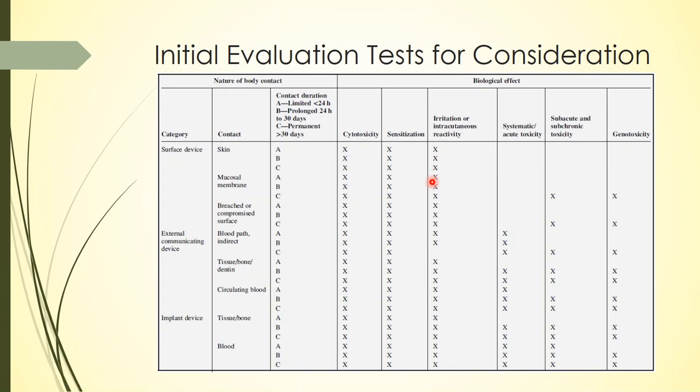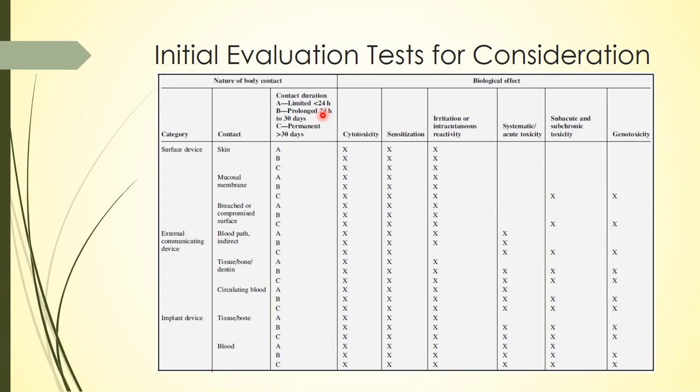Now, if for example I look at an external communicating device such as tissue, bone, and dentin, right? So if it is for limited contact, less than 24 hours, you can get away with tests such as cytotoxicity, sensitization, and irritation tests. But if it is going to remain for prolonged contact or permanent contact, then you have to do all the 6 tests. So this is just a guideline.